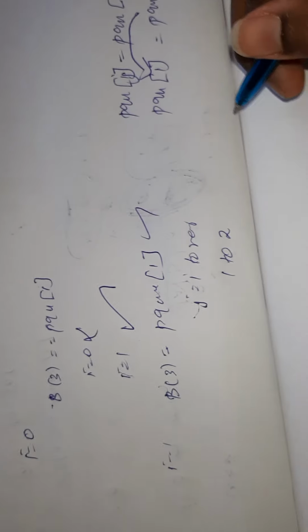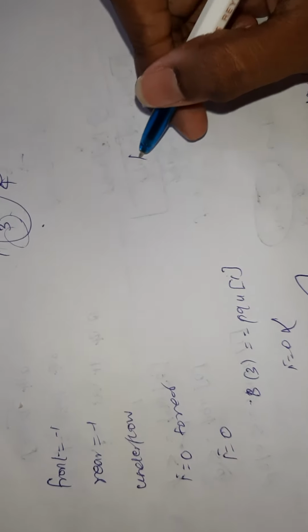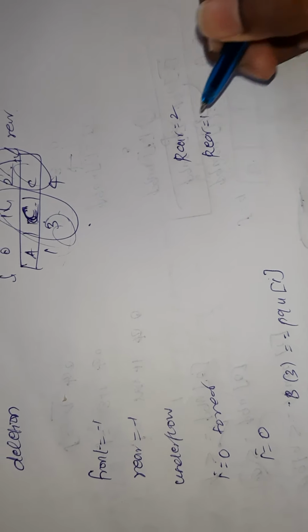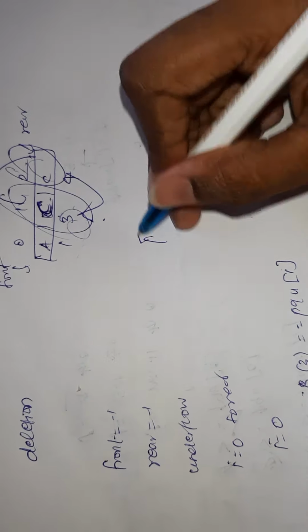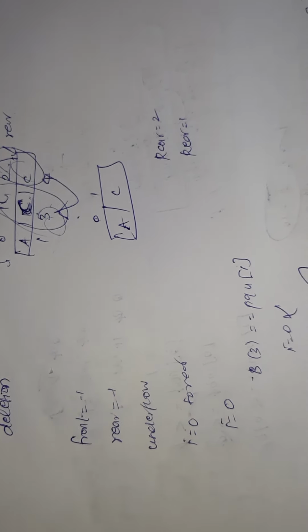So, automatically the rear position will be decremented, rear minus minus. Initially rear equal to 2, now it becomes rear equal to 1. Automatically it will come here. So now we have A, C at 0, 1. This is how we are going to delete in the priority queue.